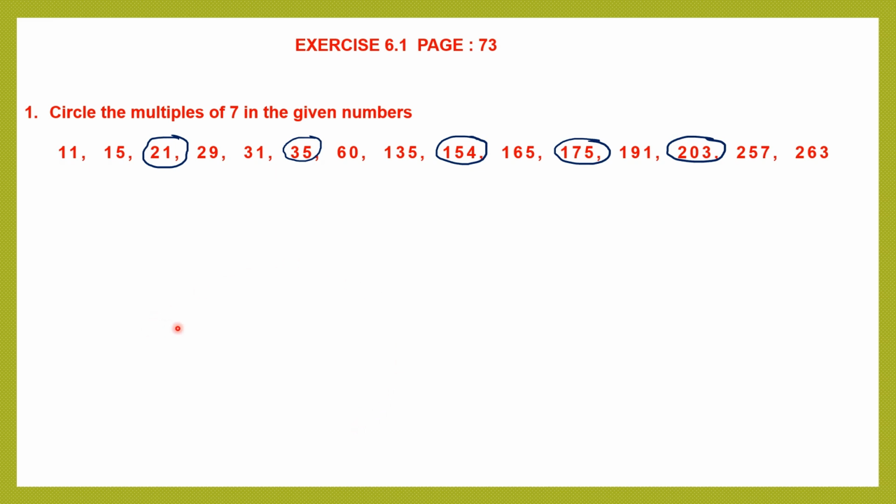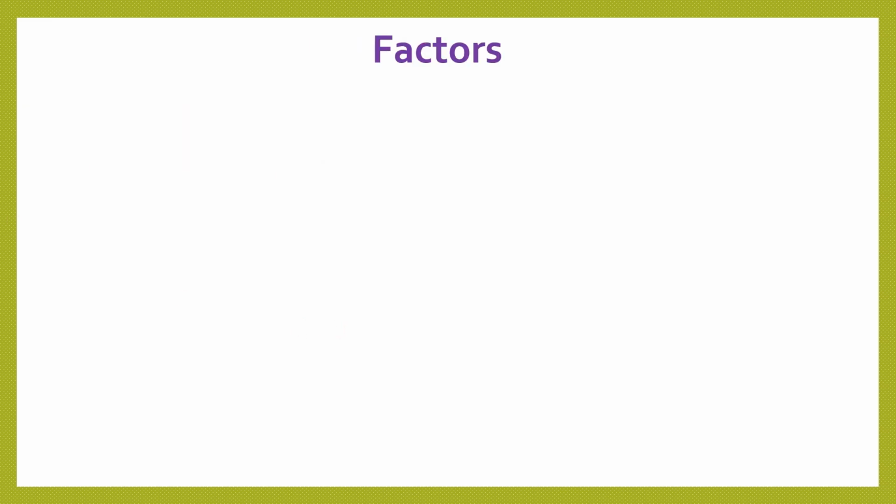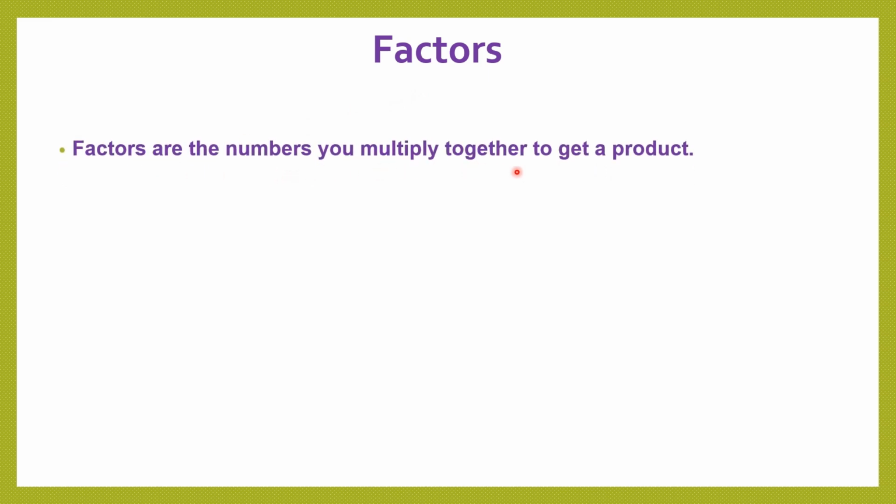Now here we are asked whether these are factors of these numbers, whether 3 is a factor of 49. Now what are factors? Factors are numbers you multiply together to get a product. So the product that we got is the multiple we just learned. When you multiply two numbers, the answer that you get is called the product. Okay, and that is the multiple. But what are factors? The numbers that you multiply together.